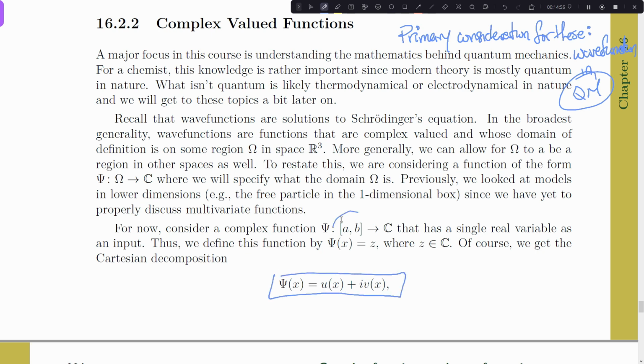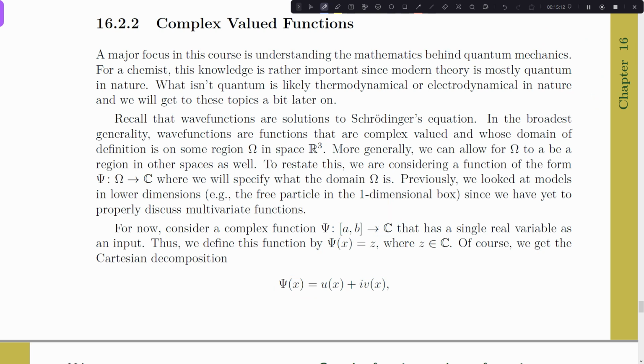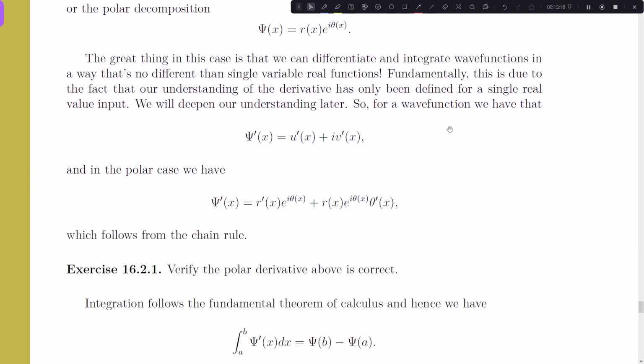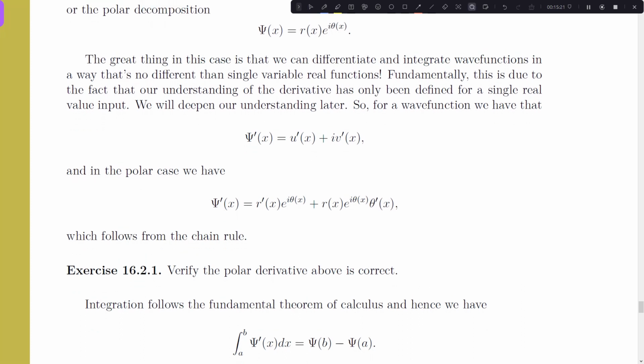And in fact, the input there is a real input, but the output, because these are eigenfunctions, has to be complex valued. And so that's what we're going to see next: we're going to start to deal with some wave functions. And we'll just talk really quick about taking derivatives of these.